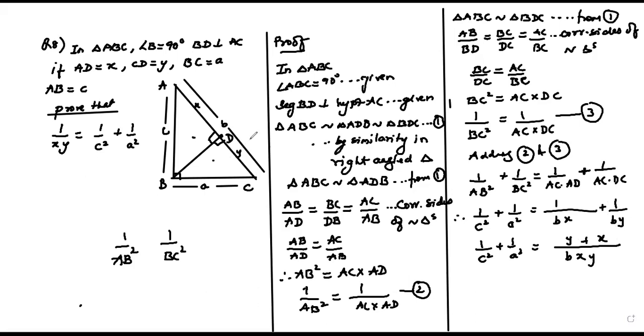So what will happen? Please have a look here. AC is nothing but B. But please have a look at 1 upon C square. I'll write it here. This I can call statement number 4.